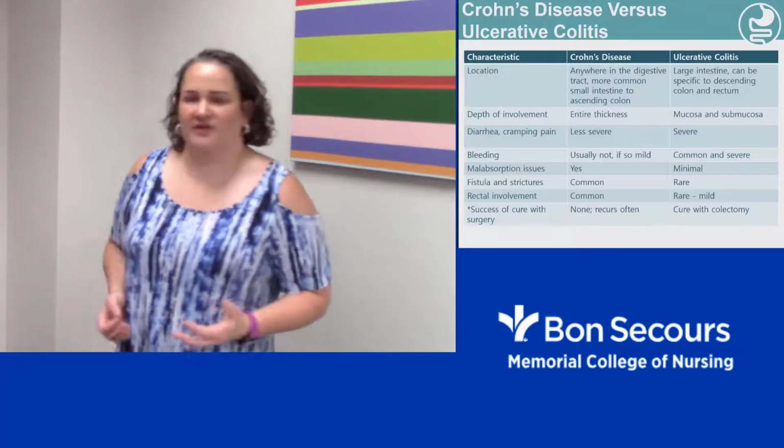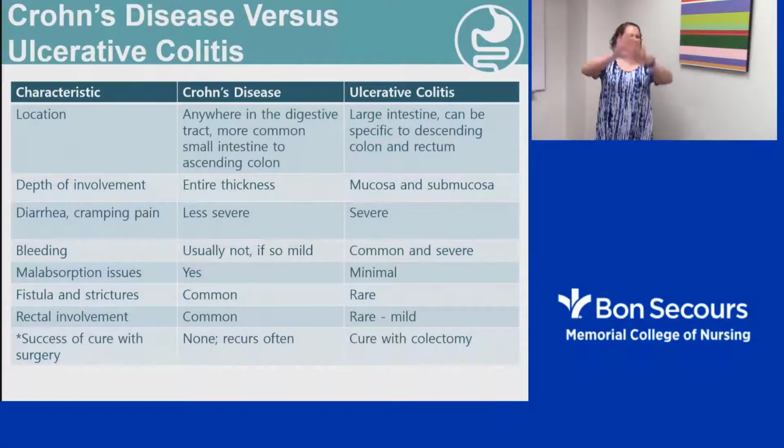So going down with this, location, we've talked about this. Crohn's, anywhere in the digestive tract, gum to bum, ulcerative colitis, large intestine, or the colon, specific to descending colon to the rectum. Depth of involvement. With Crohn's, it's the entire tissue. So from that inner lining all the way out to the outside. So all layers, entire thickness. Whereas ulcerative colitis, you're irritating and ulcerating away that first layer, your mucosa, but then also the submucosa layer.